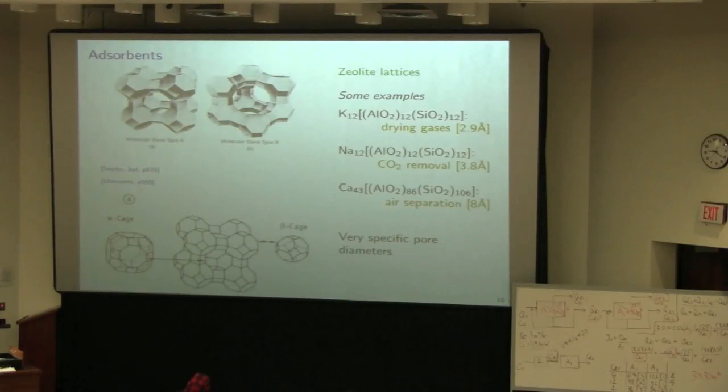Very, very specific pore diameters can be measured to a very precise size. What's nice is that there's no distribution in the pore diameters. All the pores are identically sized because this is a crystal lattice. So these have very high selectivity. They can adsorb a very specific molecule size that gets trapped inside those cages.